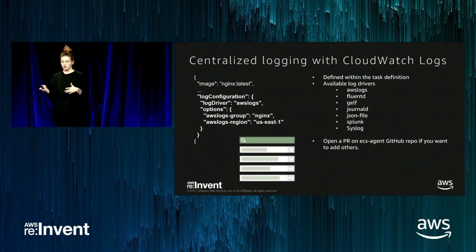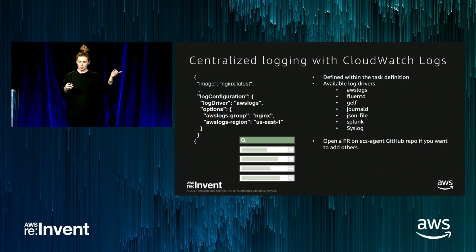You pick a logging driver in ECS. So when we talked about things that you could do at kind of the task definition level, you choose a logger. So Docker gives you a lot of options. AWS Logs will go to CloudWatch. You have other ones, though, too. So you can go to a JSON file. You can go to journald. The ECS agent GitHub repo is open source.